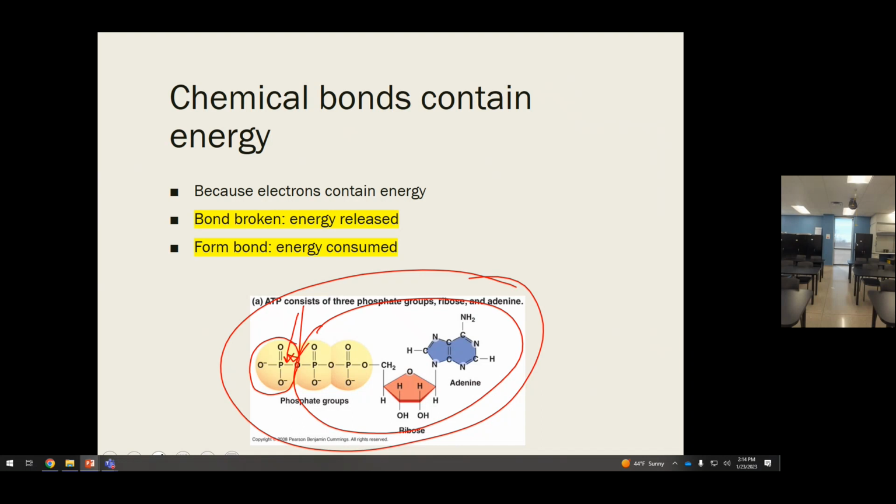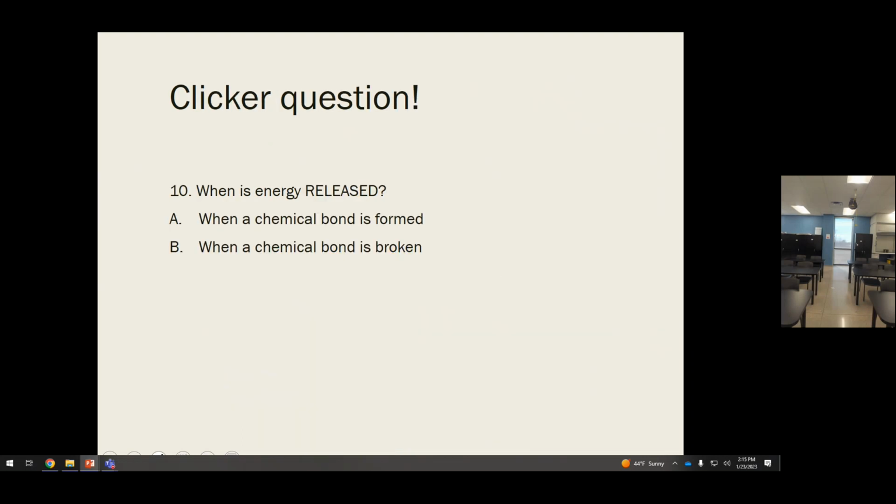If there's a process in the cell or a chemical reaction that needs energy, what the cell does is it grabs one of these passing ATP molecules and it snaps that bond, that third high energy bond, and then extracts that energy and uses it for the reaction.